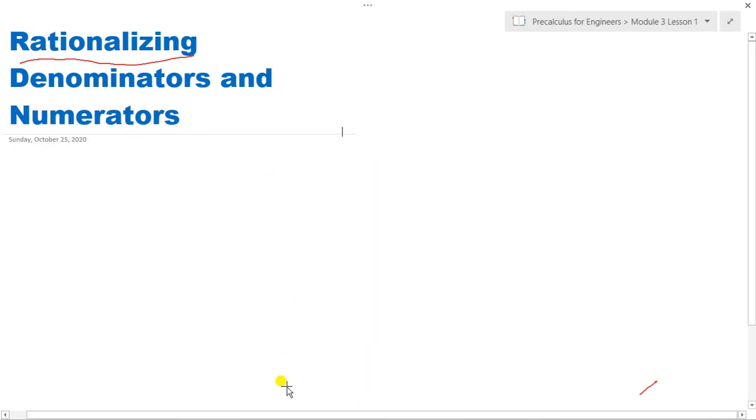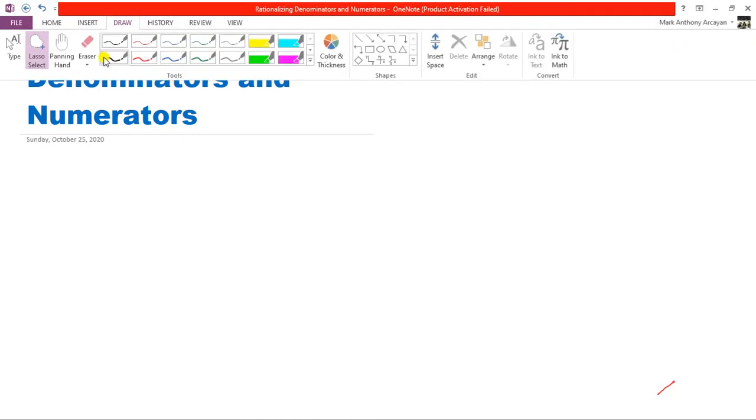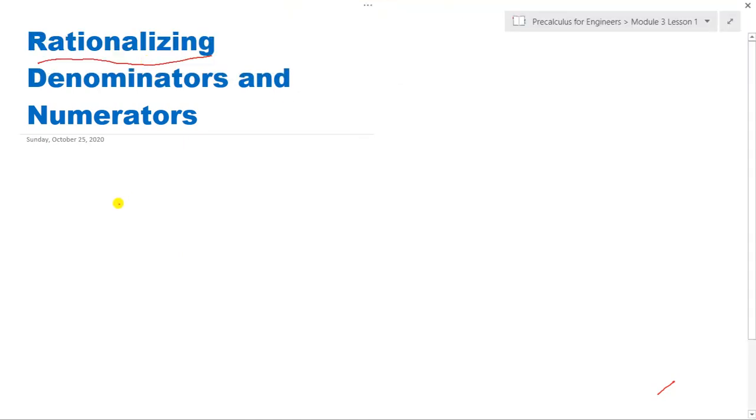So, example tayo. Another example. What if you are given, let's say, square root of x minus square root of c all over x minus c. So, in this case, class, let's rationalize the numerator. So, rationalize natin yung numerator.